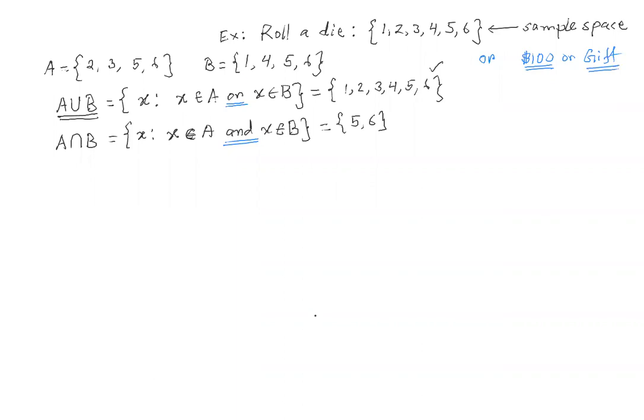However, this or is slightly different. It's not exclusive or. The real-world one is kind of like exclusive or, one or the other. In this case, when I say or, it means it could be in A or in B or in both, both A and B. So in a sense, you can either get $100 or a gift or both. That's the connotation this or has.